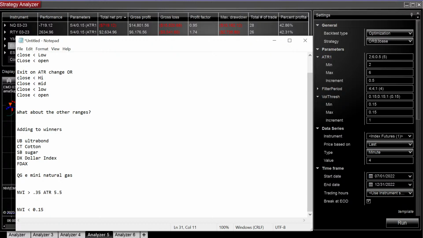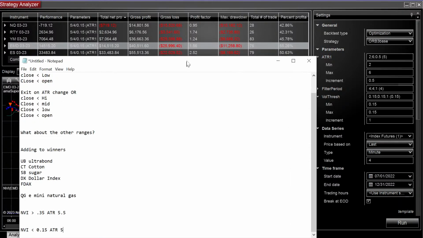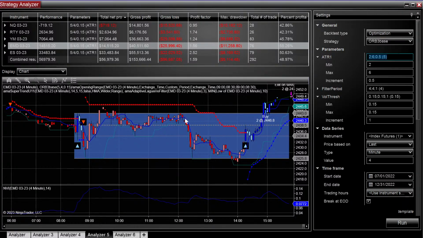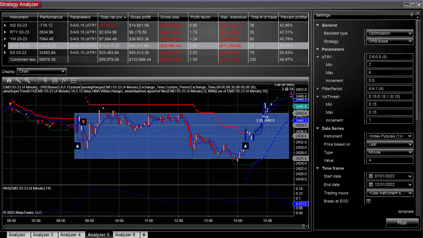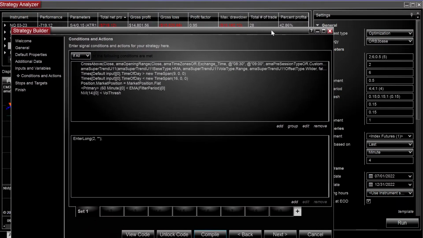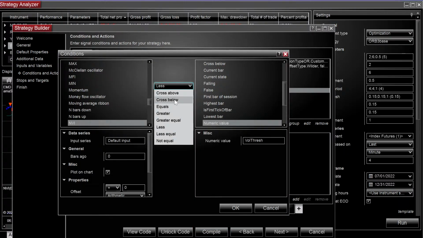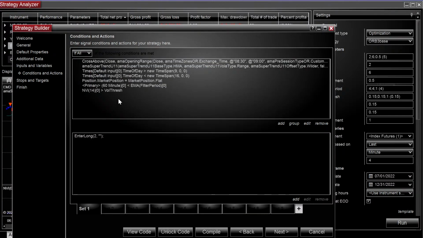0.15. That to ATR gave us 5. And now we just have the in-between. So our extreme is 0.35. So we're going to set that as our volatility threshold over here on the inputs.